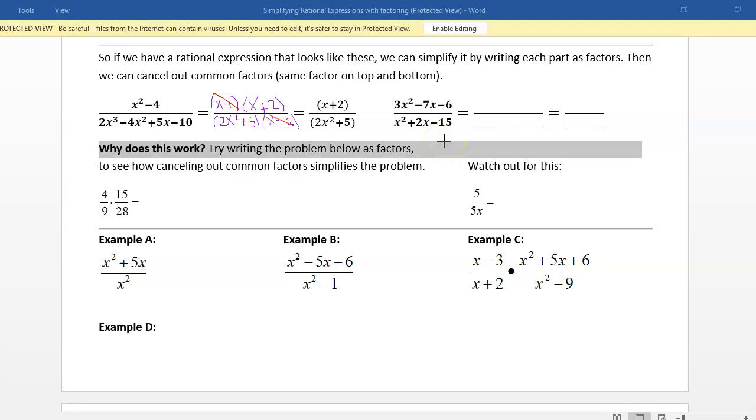Okay, let's look at the next one. I want you to go ahead and try this. Pause the video. I want you to simplify this rational expression by factoring first, then cancel common factors. Don't think too hard. Look at the numerator and look at the denominator. We just saw these polynomials earlier. Simplify this rational expression.